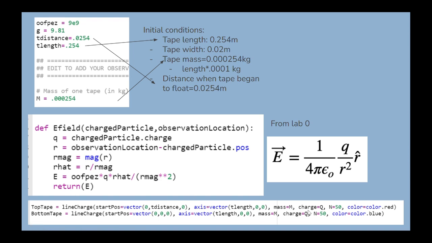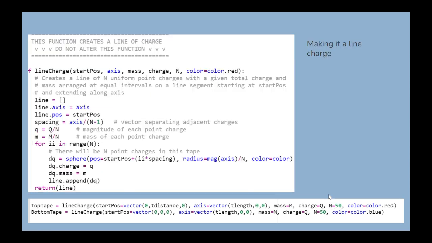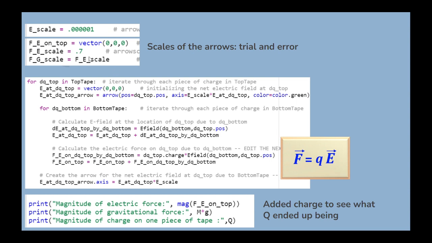So I chose the number of slices that were needed on the tapes, because whenever I chose 50, it was a good enough estimate; choosing more, like 100 or something, didn't change the charge enough to really make a difference. And then this is making the line a charge. It takes the total mass and the total charge, and divides it by the number of sections we created in the tape, and we'll use that later in here. So this is just the scalar values of the arrows that I use. I just did trial and error.